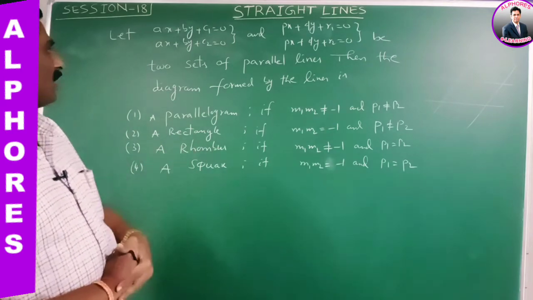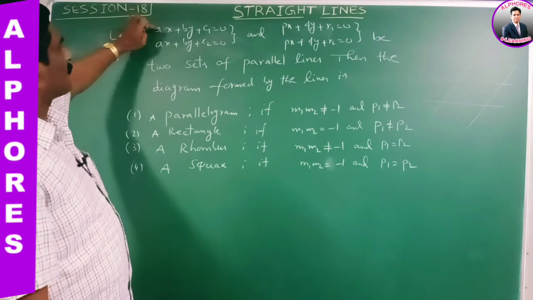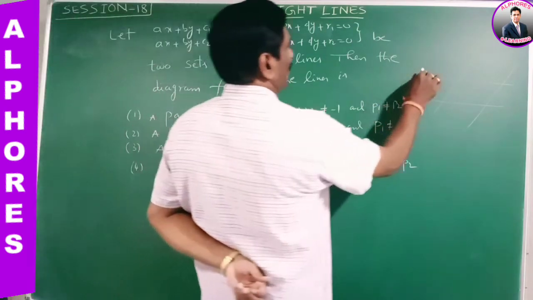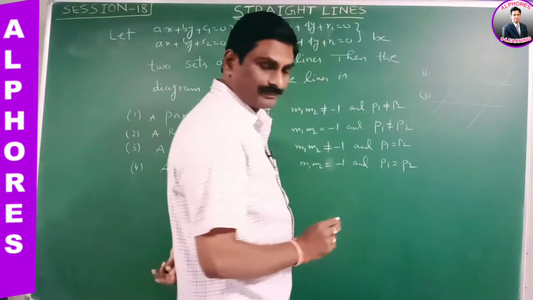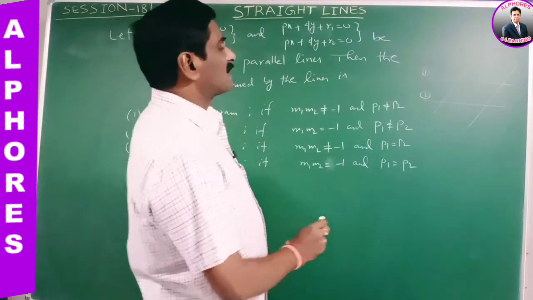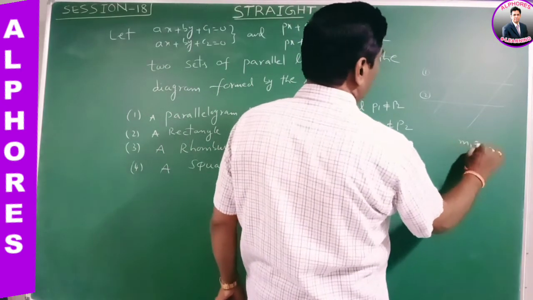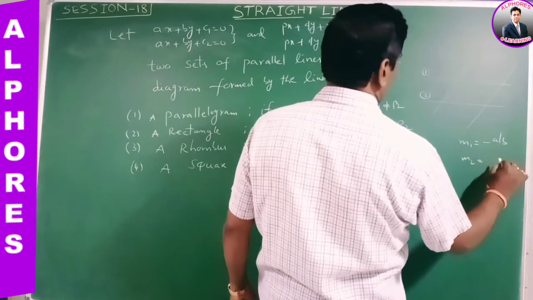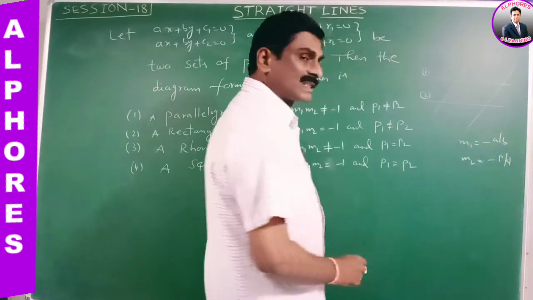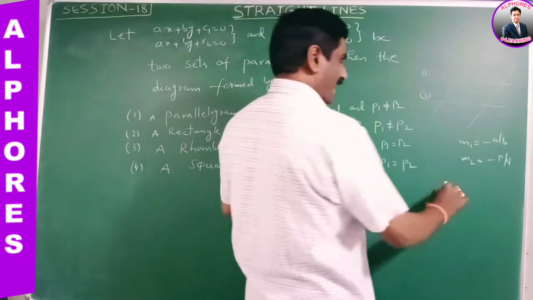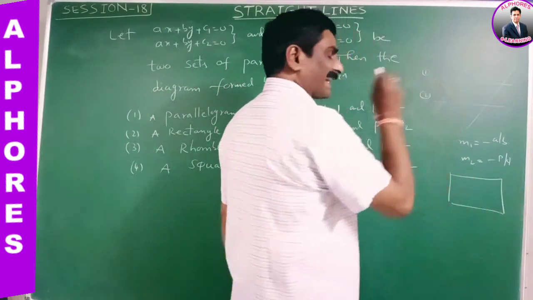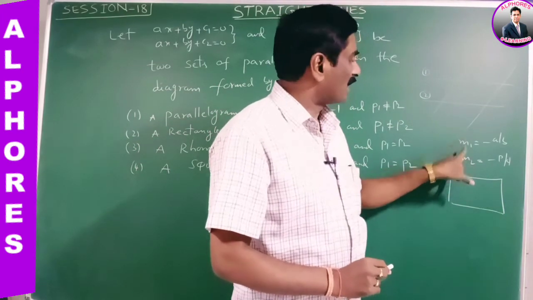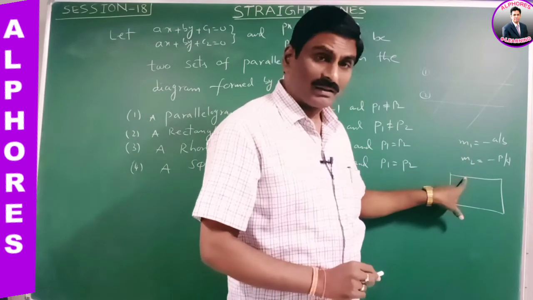Okay. Please observe the equations. The first equation is ax plus by plus c1 is equal to 0, ax plus by plus c2 is equal to 0. This is the first equation, and the second equation is the other. These two are parallel. What is the slope of these parallel lines? Say m1 is the slope of the first set of parallel lines, minus a by b. m2 is the slope of the second set of parallel lines, minus p by q. Suppose this parallelogram is a rectangle or square. If it is a rectangle, what is the condition? The angle between the two adjacent sides is 90 degrees. That means m1 m2 is equal to minus 1. In a rectangle, m1 m2 is equal to minus 1.